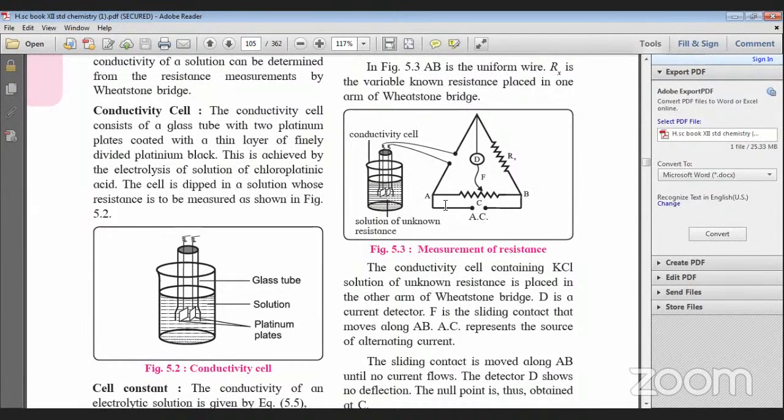AC represents the source of alternating current. So the current is not continuous, it is an alternating source of current we are providing.